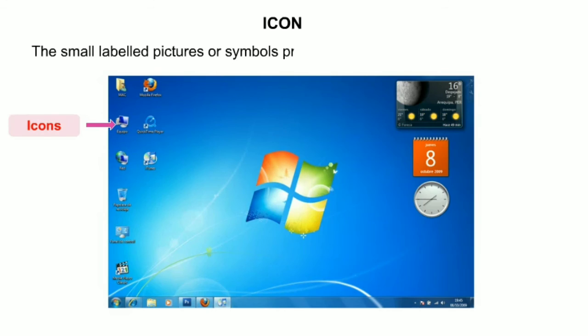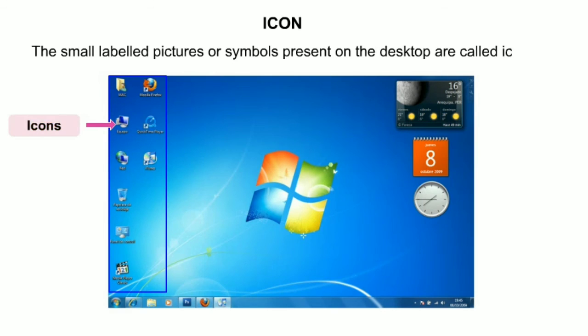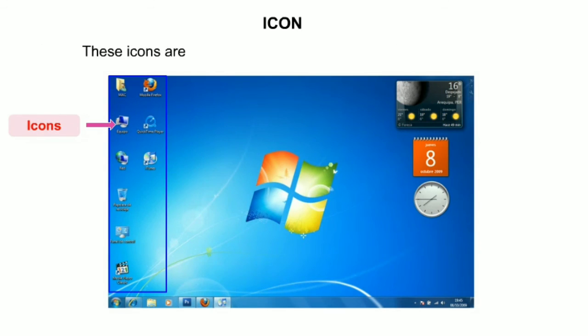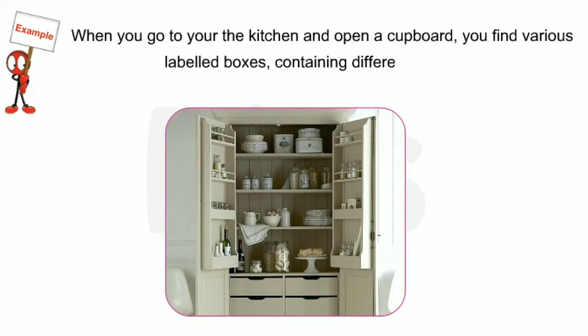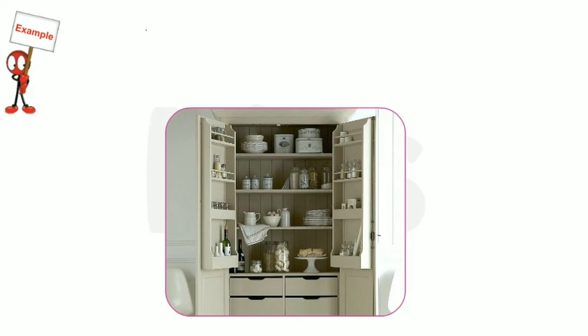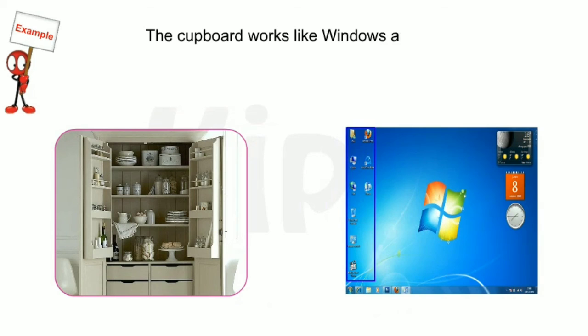Now let us understand what icons are. The small labeled pictures or symbols present on the desktop are called icons. These icons are used to open specific programs or documents. For example, when you go to the kitchen and open a cupboard, you will find various labeled boxes containing different items. The cupboard works like windows and the labeled boxes work like icons.